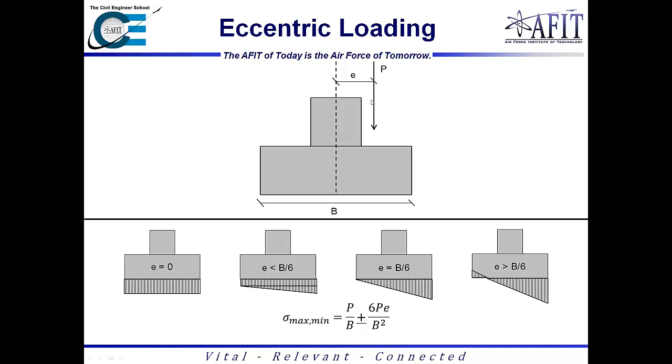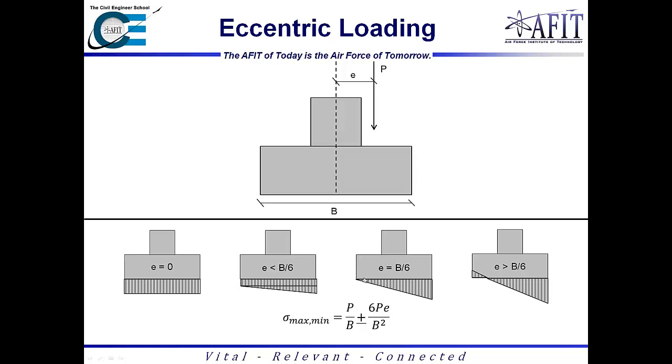If something is within the kern point, you can assume it's going to be all tension or all compression. However, once you get outside the kern point, and you have this compressive force, there's going to be some uplift. That's what this is indicating. With zero eccentricity, we have a uniform pressure. If the eccentricity is within the kern point but not on the edge, we're going to have a shape that looks like this for the pressure distribution.